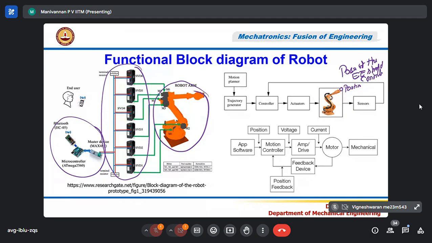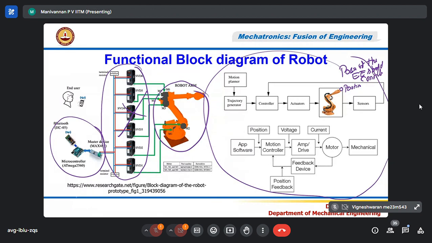Okay, fine. So this picture shows the functional block diagram. Please take down these pictures, the diagrams. This diagram is not needed, this is for you to understand. But this diagram, you have to note down. So in the exam, if you are asked to write about a robot and the functional block diagram, you should draw this diagram. I'm just giving an example.